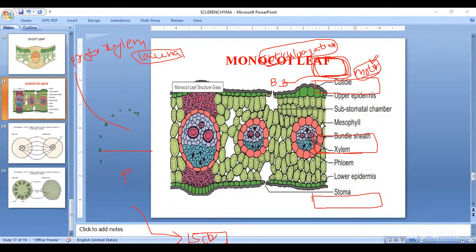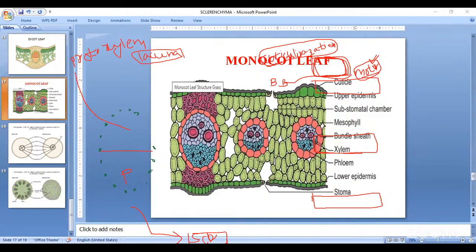So, in the monocot leaf, the carbon fixation takes place inside the bundle sheath cell. It is received in mesophyll cells, but fixation is in the bundle sheath cell. So these are the bundle sheath cell chloroplasts, but the bundle sheath does not have chloroplast in the dicot leaf. This is the difference between the dicot leaf and the monocot leaf.